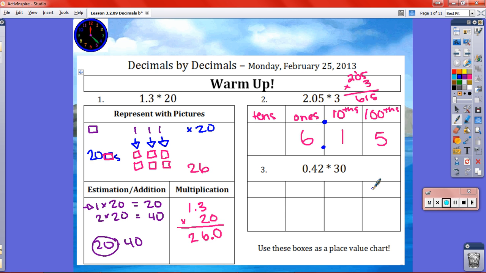Similar idea here. Hundredths are the smallest, then tenths. That means my decimal is going to go here between my ones and my tenths. And then I'm going to go ahead and solve. I'm going to do 42 hundredths times 30. And that's going to give me 1,260 hundredths. So I put the rightmost digit in the hundredths column because I'm dealing with hundredths. Then I fill in the 6 and the 2 and the 1, and I get 1,260 hundredths, which is the same as 12 wholes and 60 hundredths, which is the same as 12 wholes and 6 tenths.